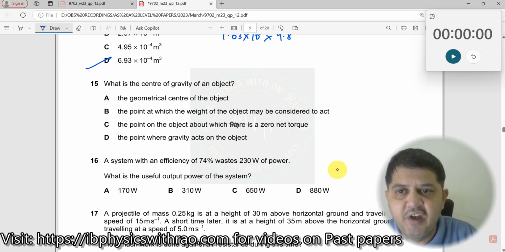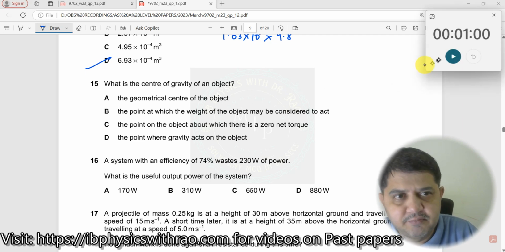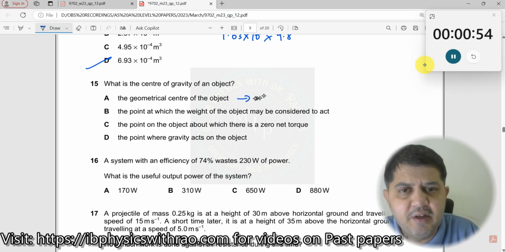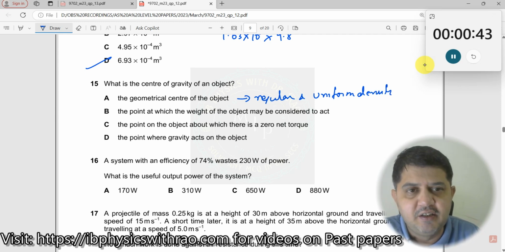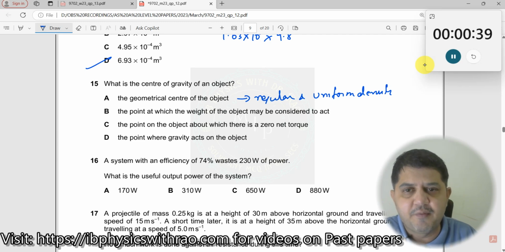Okay, question number 15. What is the center of gravity of an object? So, geometrical center of the object. See, this definition is true only when you have a regular object which has a uniform density. What do you mean by a regular object? For example, you have a square, a rectangle, a triangle. Okay, geometrical centers coincide with the center of gravity.